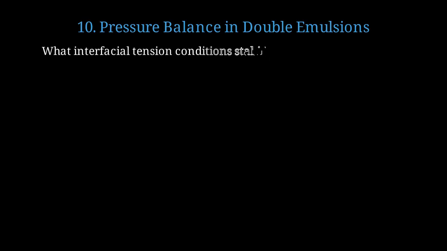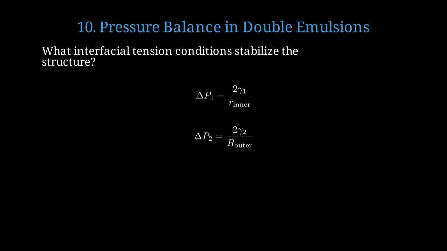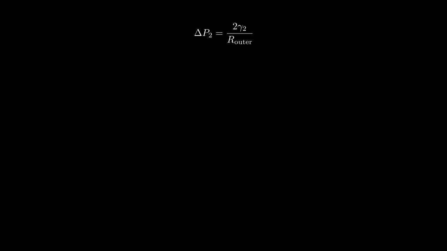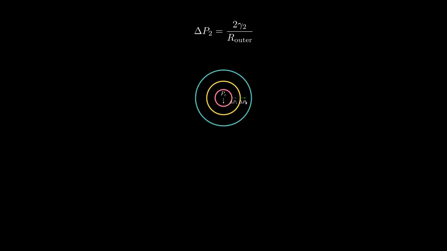What interfacial tension conditions are required to stabilize a double emulsion? Let's examine the pressure balance. Pressure jump at inner interface equals 2 gamma 1 over inner radius. Pressure jump at outer interface equals 2 gamma 2 over outer radius. Core pressure PC must balance against both pressure jumps through the middle and outer shells. Core pressure equals outer pressure plus both pressure jumps.